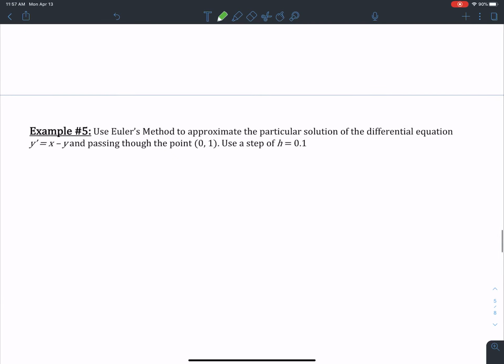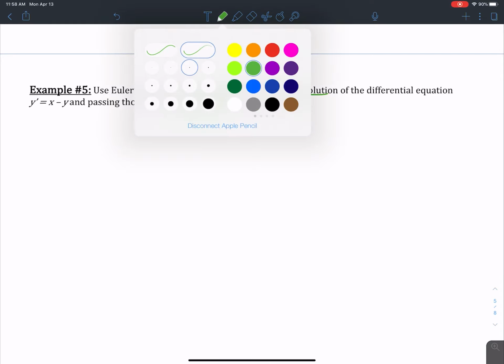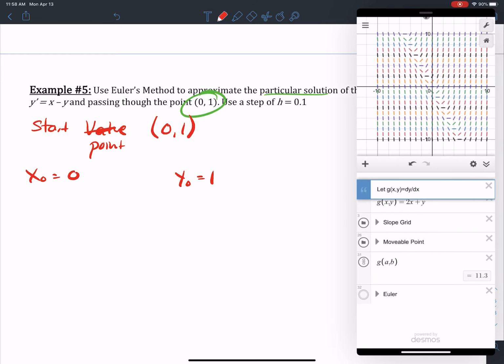So let's go ahead and do one. So this is a full Euler's method that helps us plot a curve. So we need to use that method to approximate a particular solution to the differential equation passing through this point. So the point that is given for our particular solution, that's going to be our starting value. So our starting point, maybe that's a better word, is 0, 1. So x naught is 0 and y naught is 1. Now my method for this one, just so you're aware, I'm going to get all the coordinates first. And then I'm actually going to use Desmos to create the graph here because the numbers are really small. They're like decimals less than 1.